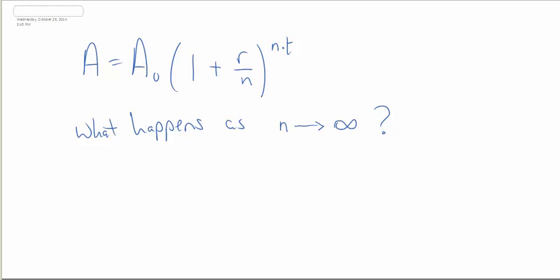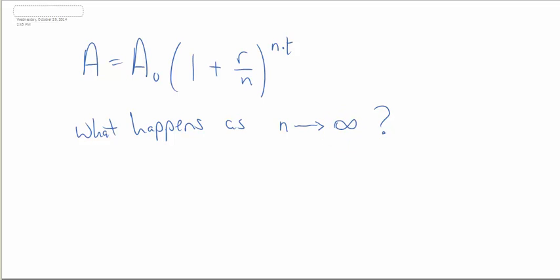So we looked at how to make compound interest calculations using this formula. But what happens if the number of times that we're compounding, n, gets very, very large? What happens as n goes to infinity?